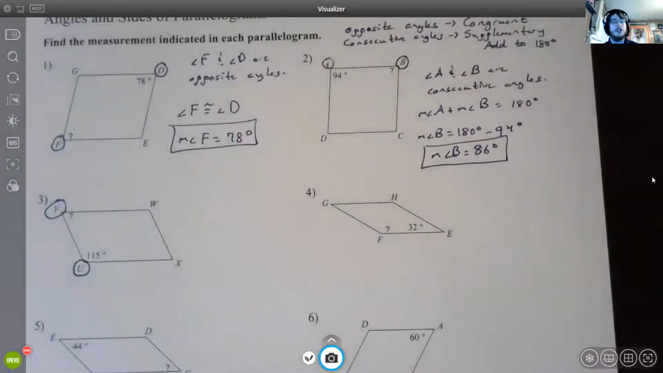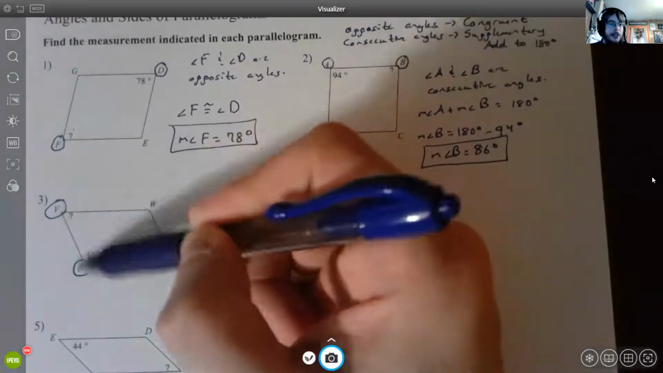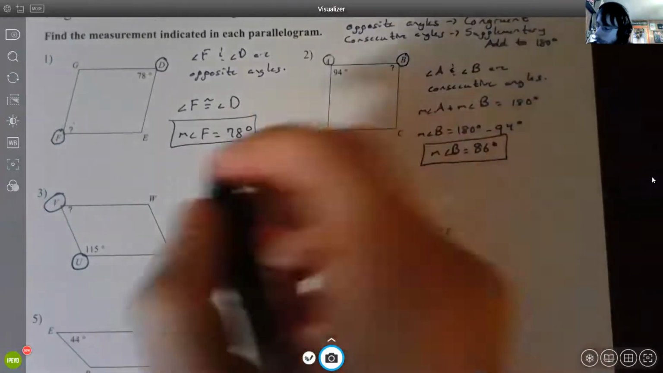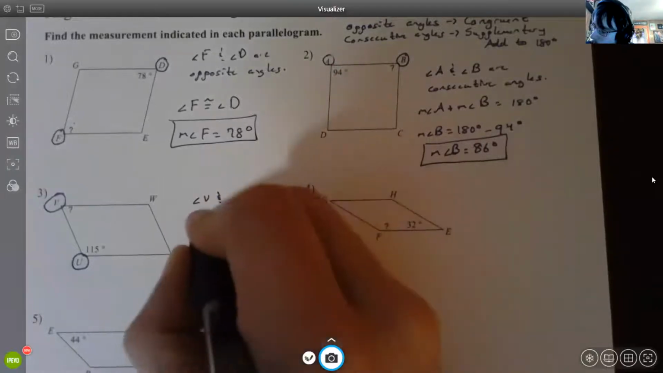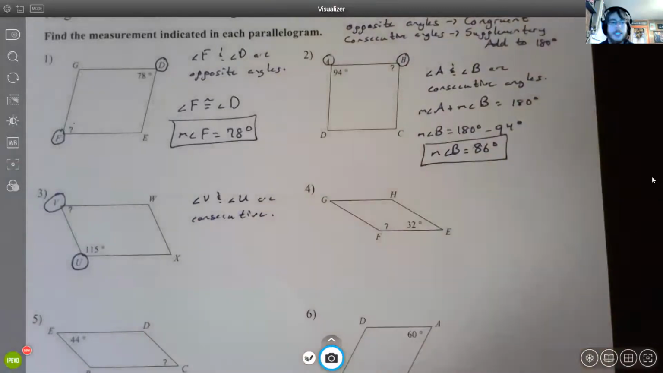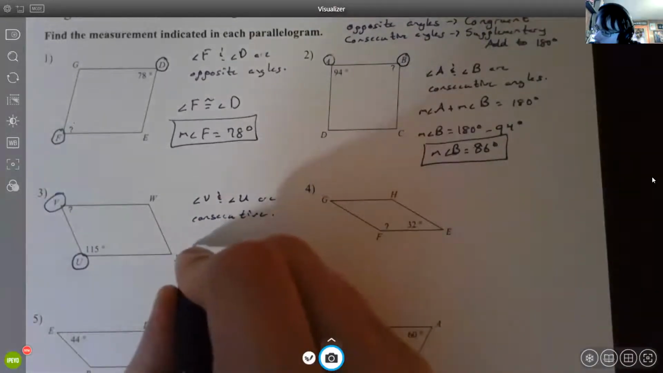So again, we ask ourselves, are these angles opposite or consecutive? Well, first thing I check is if they are attached by a side. And we can see that they are indeed attached by a side. V and U are attached by a side of the parallelogram. So V and U are consecutive, which means that the two angles add up to 180 degrees.